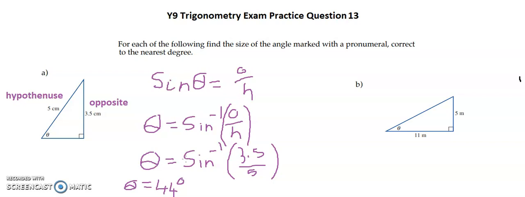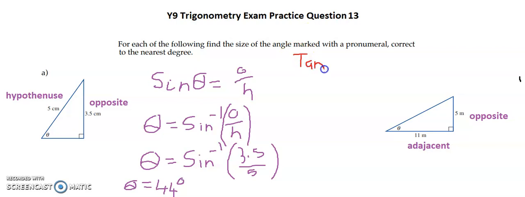Likewise, if I'm looking at my B, I'm going to label it first. So straight away, I know the 5 is my opposite, and I know that my 11 meters is my adjacent. So likewise again, I'm just going to be thinking, when I've got opposite and adjacent, I'm using tangent. So I'm just going to write out my equation.